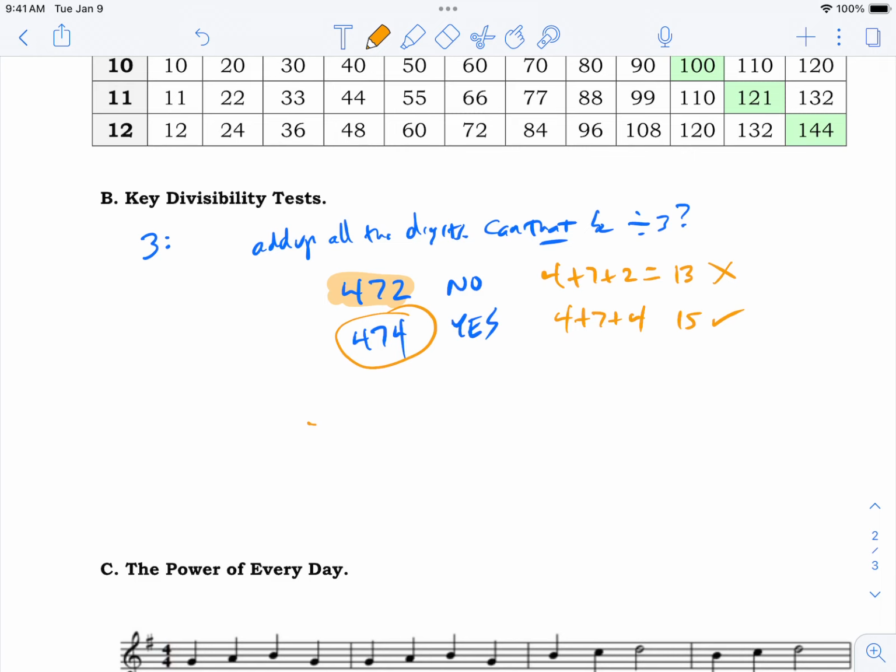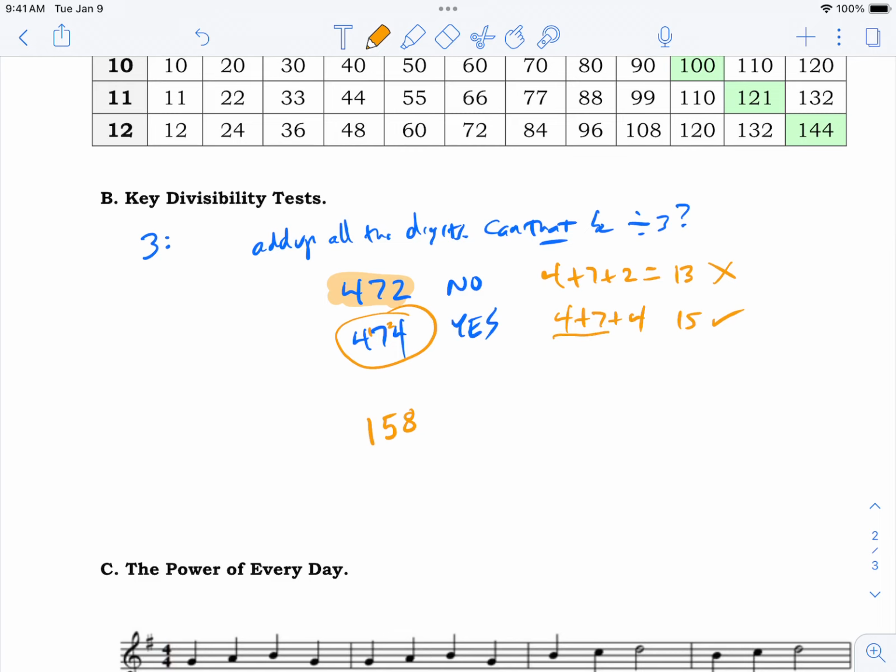You go like this. 3 goes into 4 how many times? Once. And what's left is a 1. So you just kind of sneak a little 1 in there. And now you're looking at a 17. 3 goes into 17 how many times? Well, 3 times 5 is 15. So you got 2 left. Sneak a little 2 here. And then look at 3 goes into 24. 8 times exactly. So, yeah, 474 can be divided by 3.